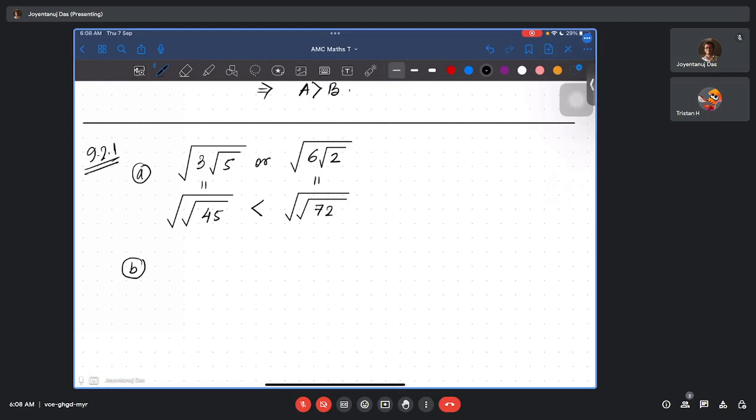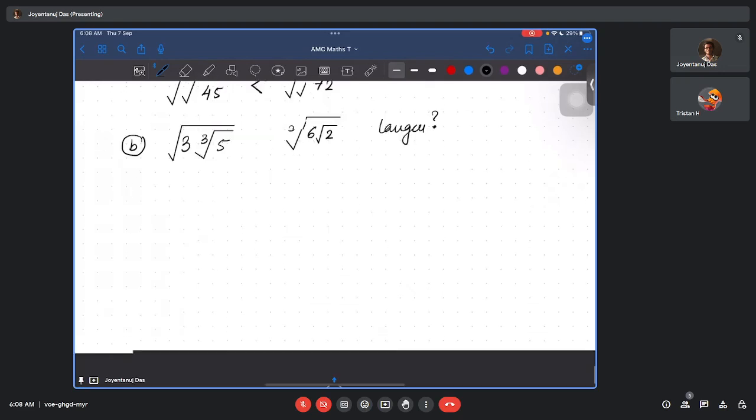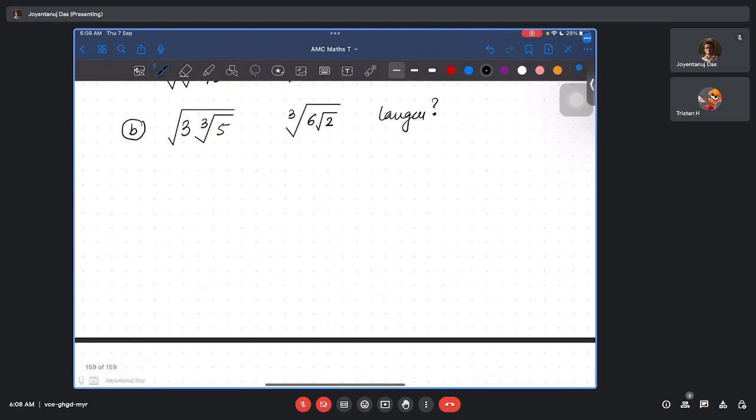Part B is almost the same idea, but instead of square root, there is a cube root. So this thing has the cube root outside, and 6 root 2. Square root of 3 cube root 5 would be larger. Okay, how are you doing?